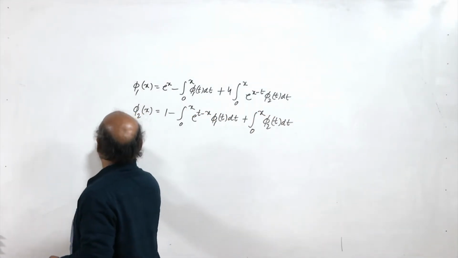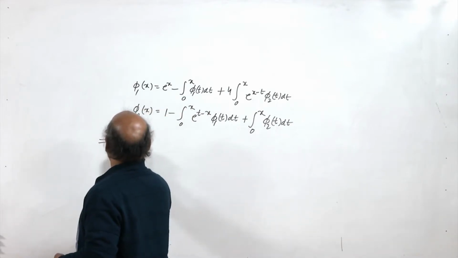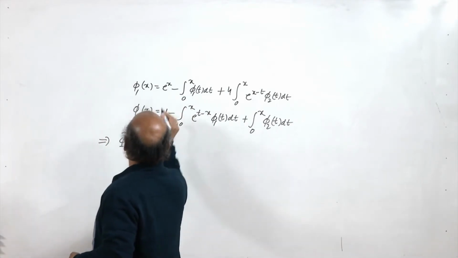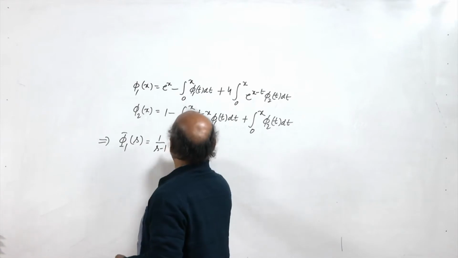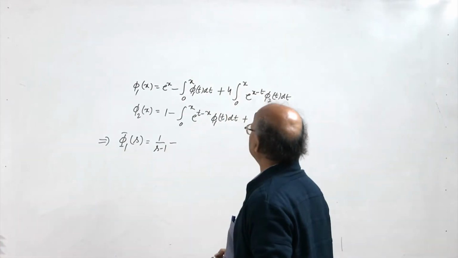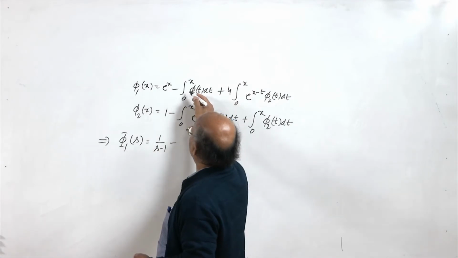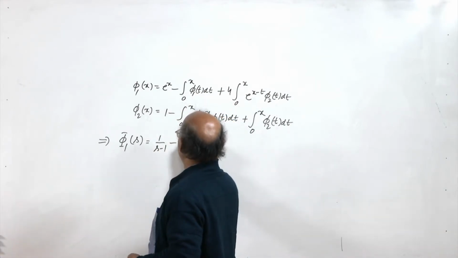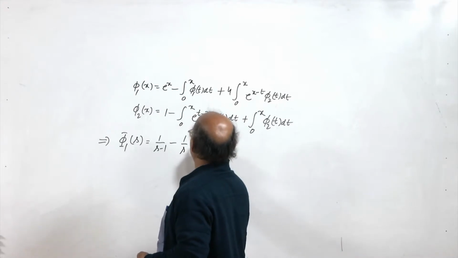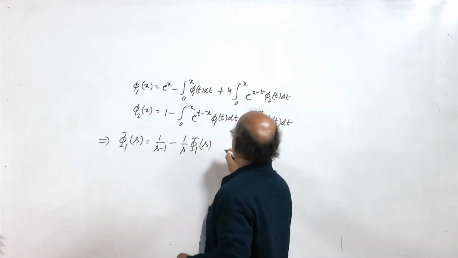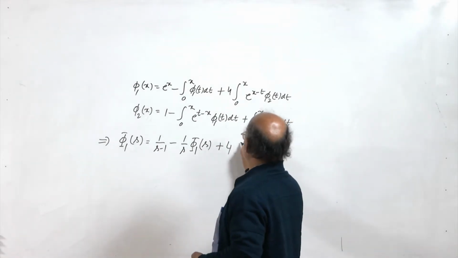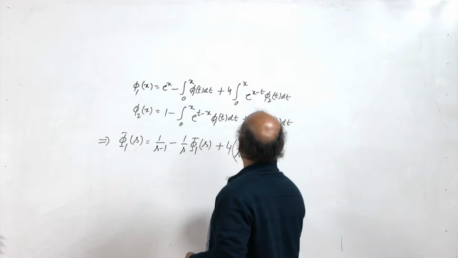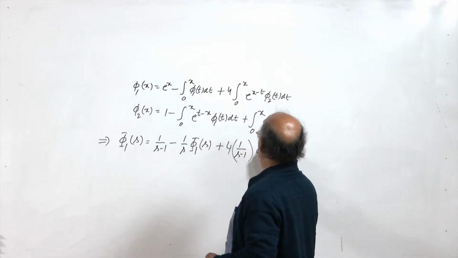So the Laplace transform of the first equation gives you phi 1 s equal to the Laplace transform of e to the power x, which is 1 over s minus 1, minus the Laplace transform of integral 0 to x phi 1 t dt. This can be regarded as 1 convolved with phi 1, and therefore the Laplace transform of 1, which is 1 by s, into the Laplace transform of phi 1 x, which is phi 1 s, plus 4 times the Laplace transform of e to the power x, which is 1 over s minus 1, and then the Laplace transform of phi 2 x, that is phi 2 s.